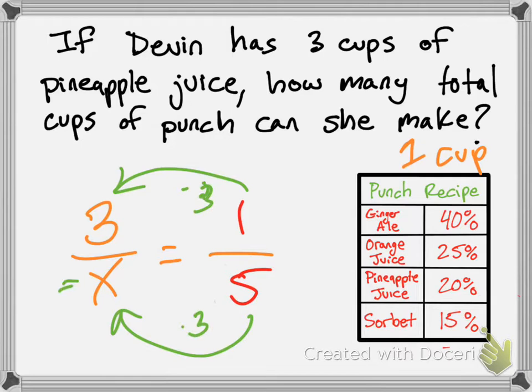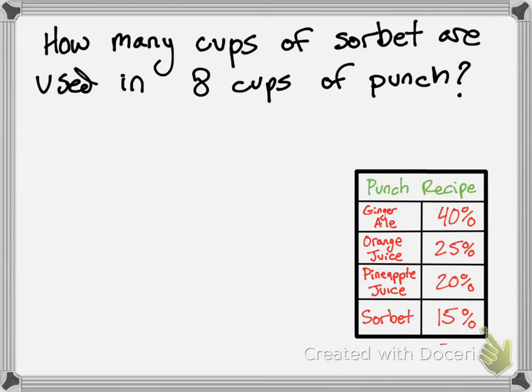What is x equal to, you guys? Tatiana, what is x equal to? Yes, it is. 15, as I see all of our hand wigglers. Yes, so she can make 15 cups of punch. This is our last question. How many cups of sorbet are used in 8 cups of punch?